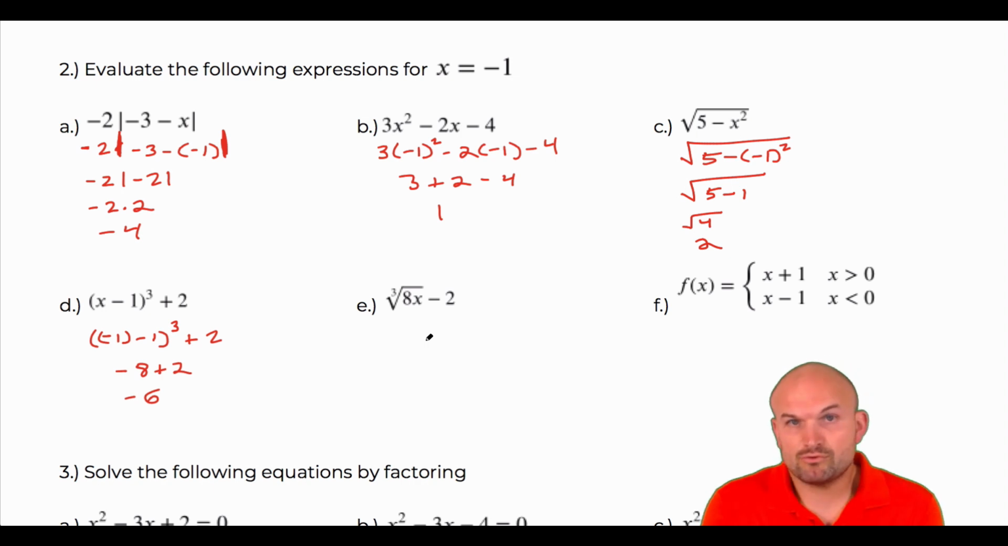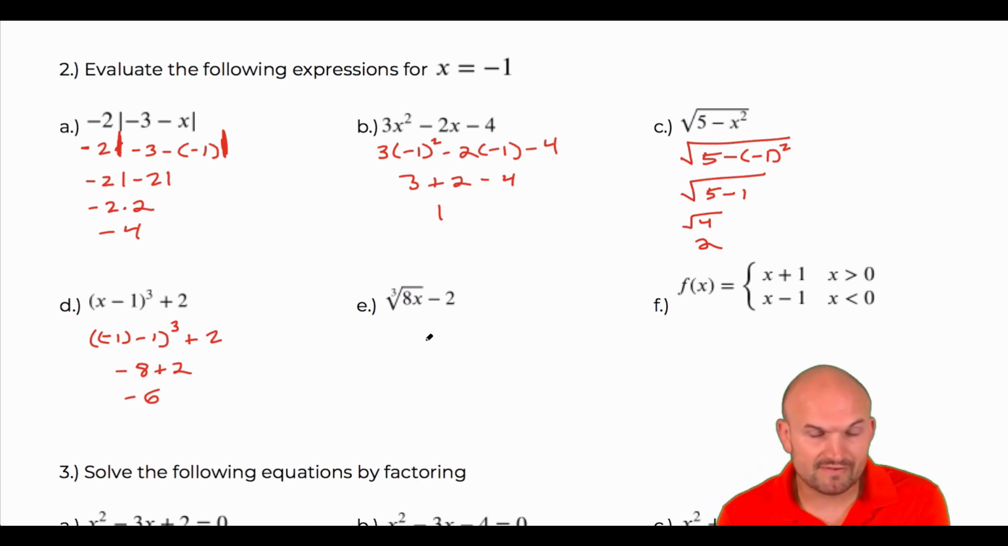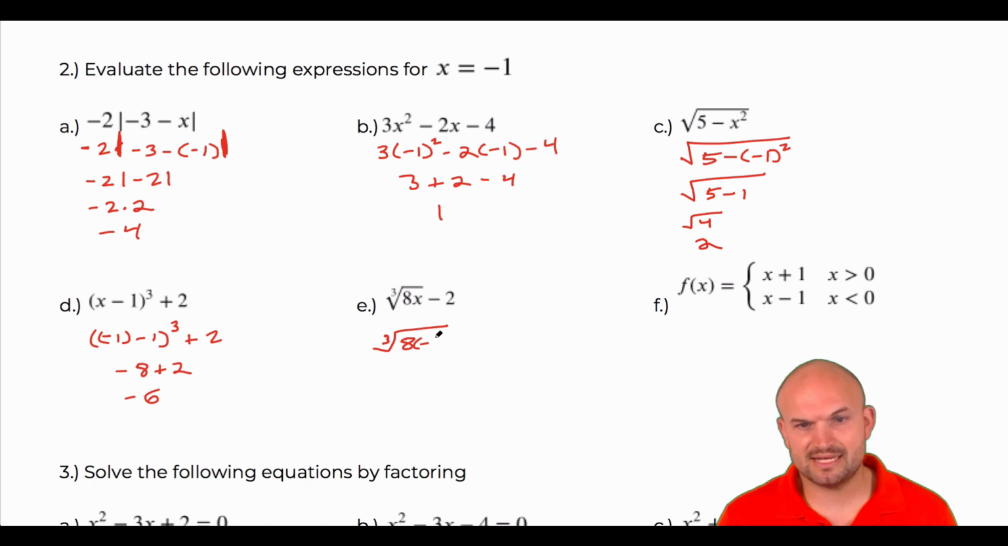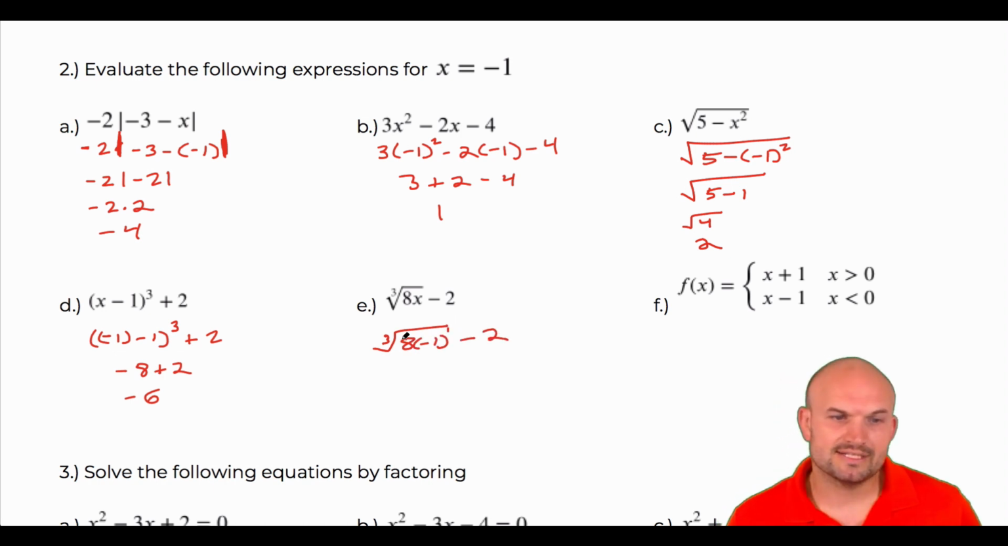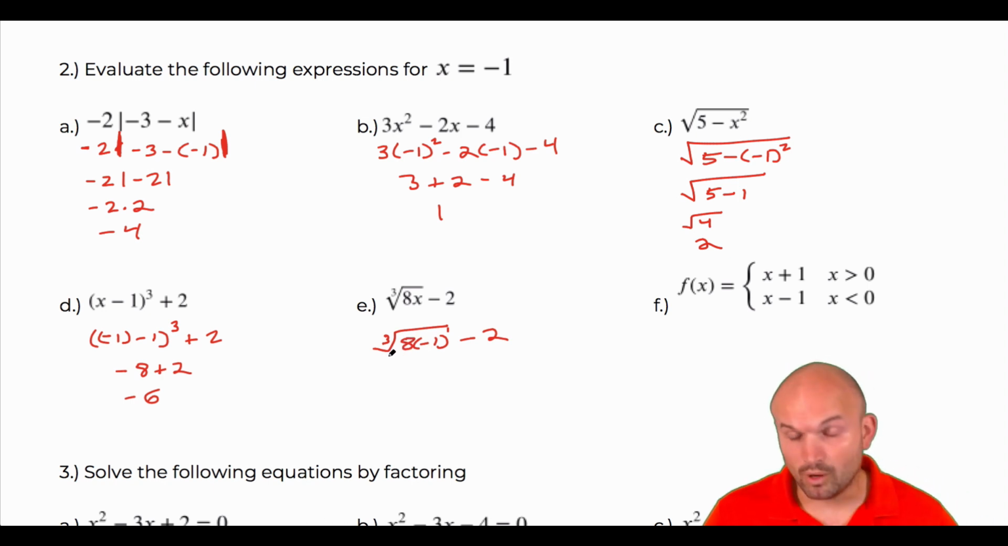So remember, the square root is saying, what number multiplied by itself is going to give you a certain value. Well, the cube root is what number multiplied by itself 3 times is going to give you that radicand answer. So let's just go ahead and plug it in. So we have 8 times -1. I'm going to close that, minus 2. All right, so -8 times -1 is a -8.